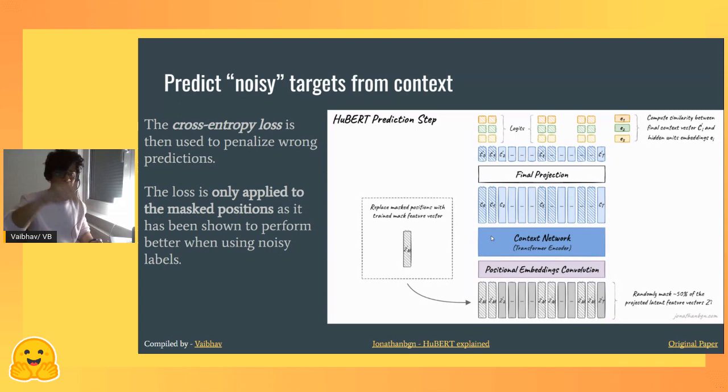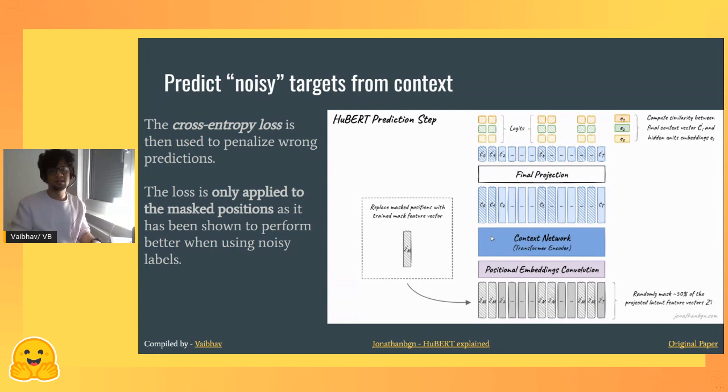They basically do two iterations of clustering. The first iteration is done using the MFCC features, and the second iteration is done using the transformer embeddings from the model itself. If anyone's really interested in which particular layer they use, for the base HuBERT model, they use the sixth layer, if I'm not wrong, and for the larger ones, they use the ninth layer. They also did an analysis, as I think someone mentioned before, about which layer gives the best possible results.